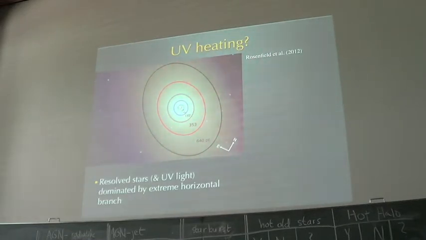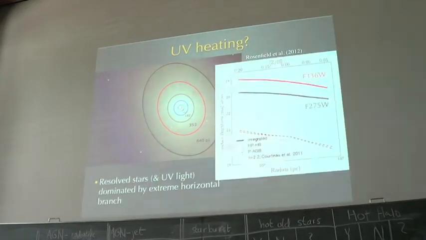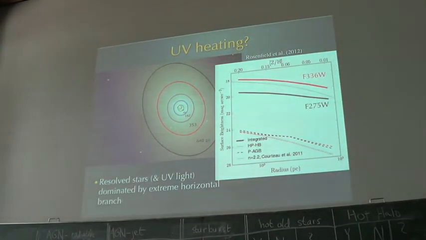So here's the centre moving in steps outwards. This is what Phil Rosenfield got for this. So on the top you have the integrated Hubble UV light on these objects. This is the resolved stellar light.